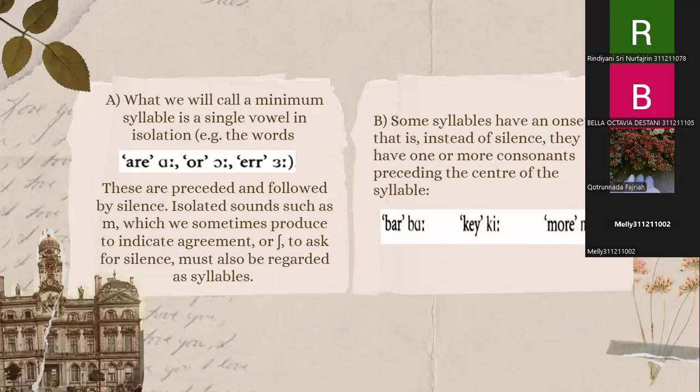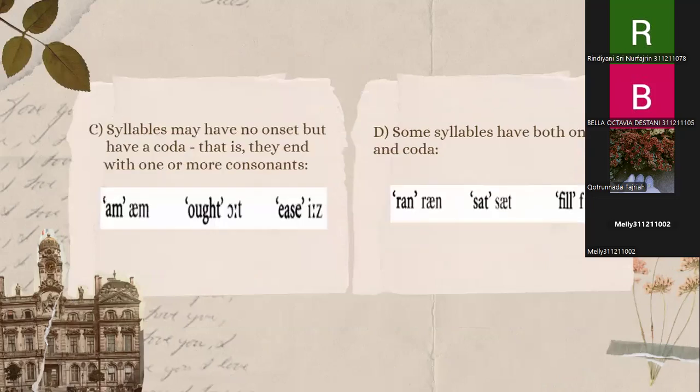Okay, the first one, what we will call a minimum syllable, is a single vowel in isolation, for example "are" or "err". And the second one: some syllables have an onset, that is, instead of silence they have one or more consonants preceding the center of the syllable, like "bar", "key", and more.